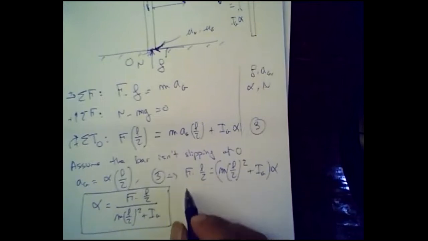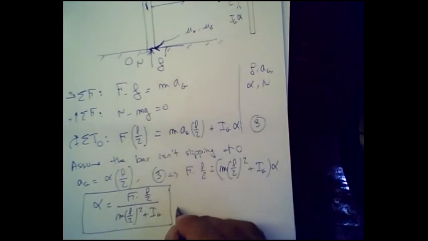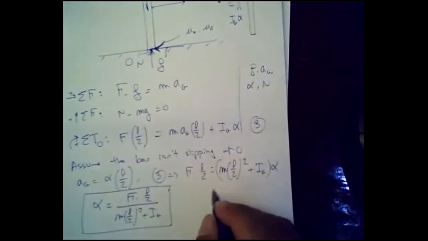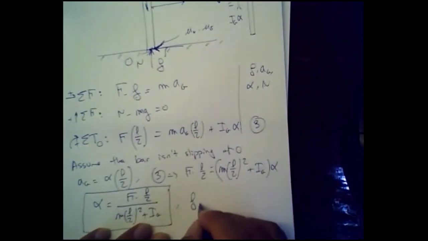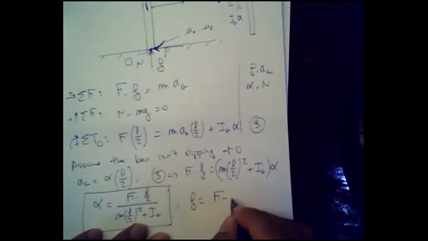You can get AG, right? AG is going to be equal to alpha R, right? And once you have AG, you can actually get the friction force. We can solve for the friction force. What is the value for the friction force? Friction is going to be equal to F minus MAG, right?